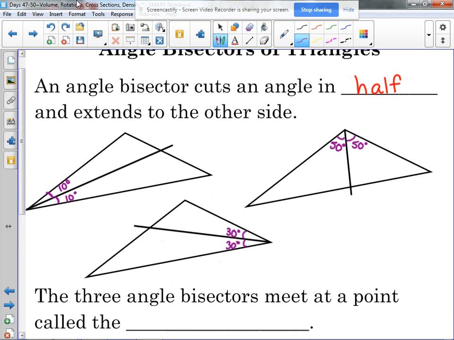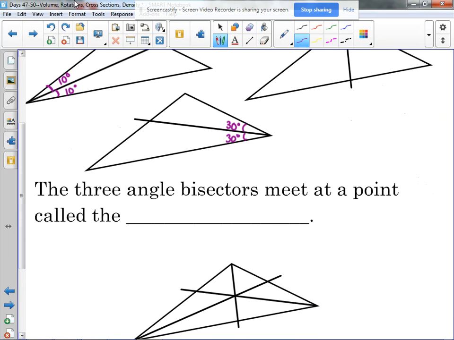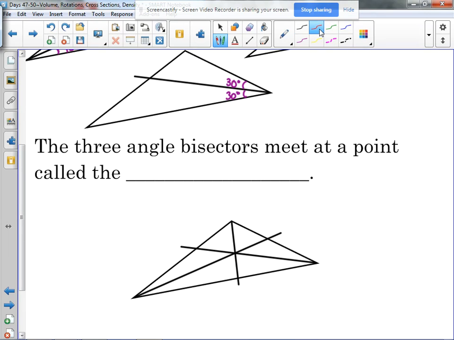And when the three angle bisectors meet, they meet at a point called the incenter.